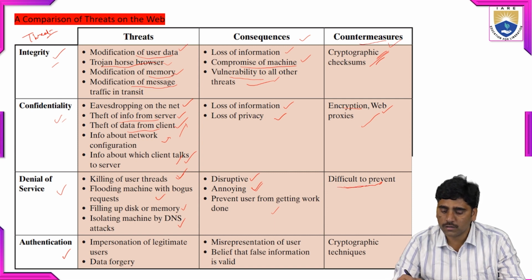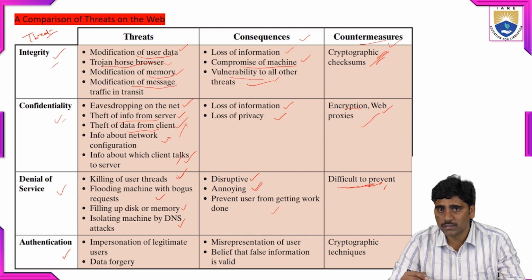So for that, it is somewhat difficult to maintain all the connections to be constant and the connections to be secure. So for that, the countermeasure is somewhat difficult to prevent. And the fourth one is what?